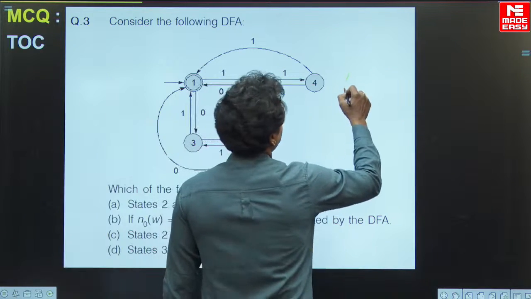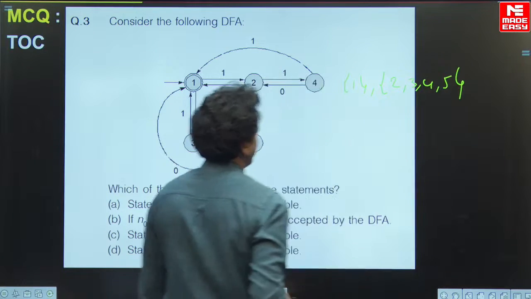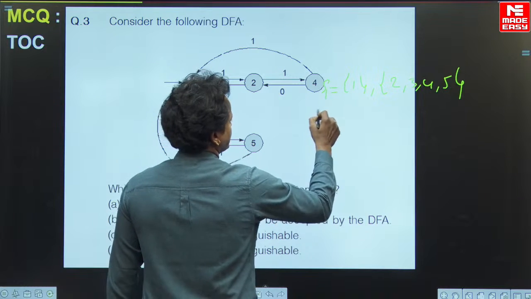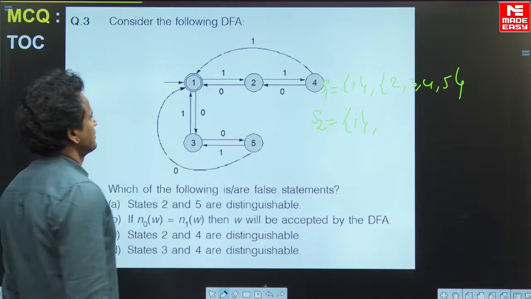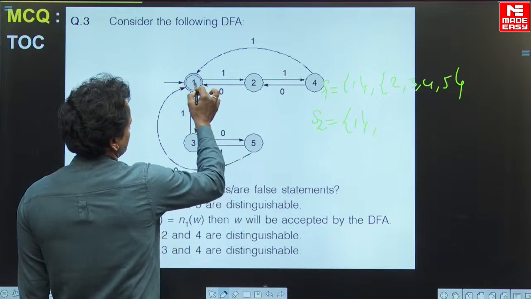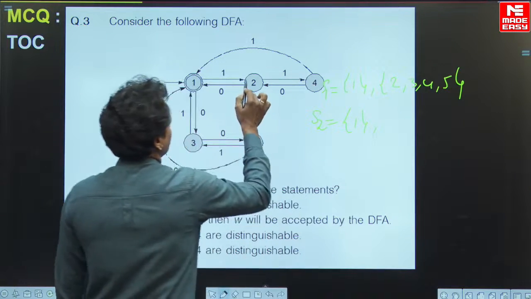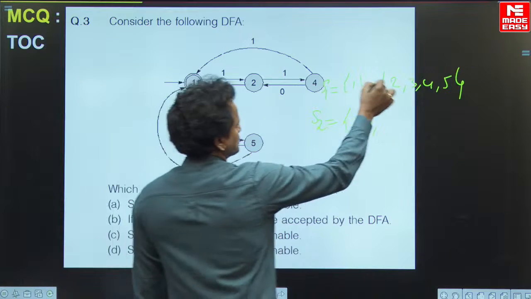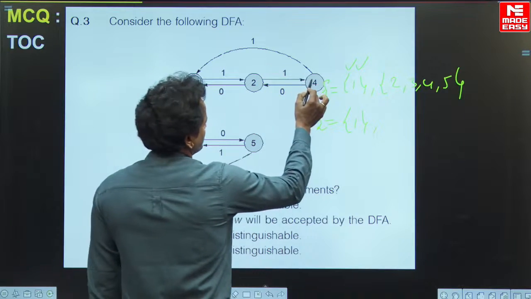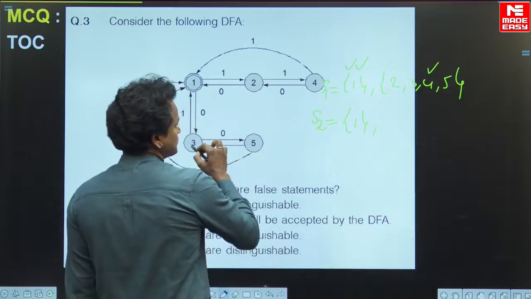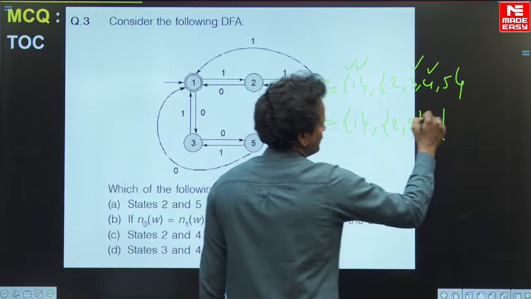How can we do it? Separate final and non-final: 1, and then 2, 3, 4, 5. This is the first step. In the second step, among 2, 3, 4, 5, if you observe, 2 is going to the final state on 0, and 5 is also going to the final state on 0. On 1, 2 goes to 4 and 5 goes to here. So 2 and 5 are 0 equivalent and 1 equivalent, so we cannot separate them.